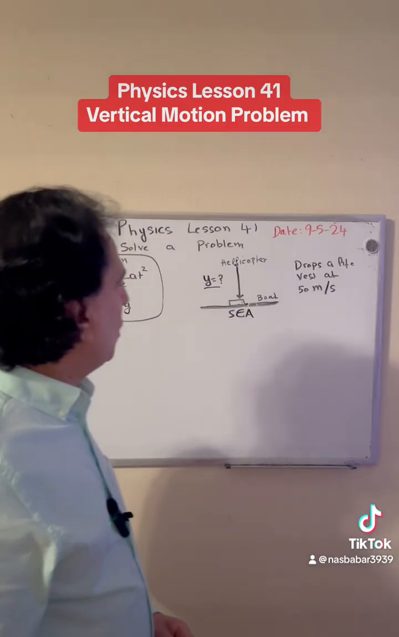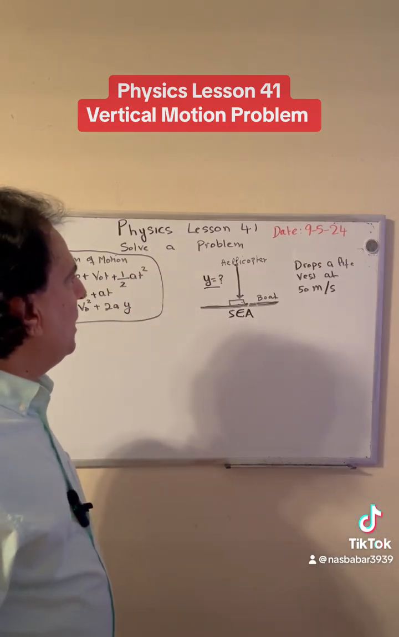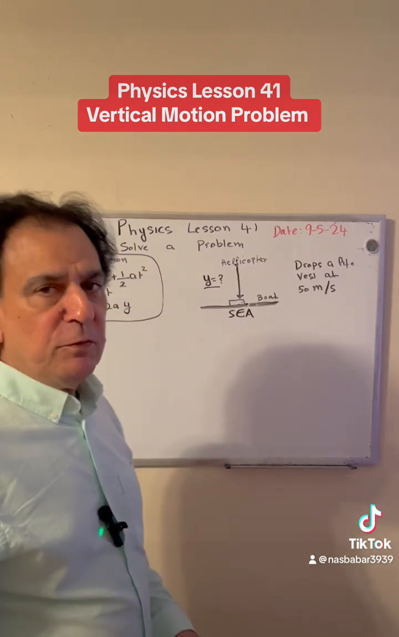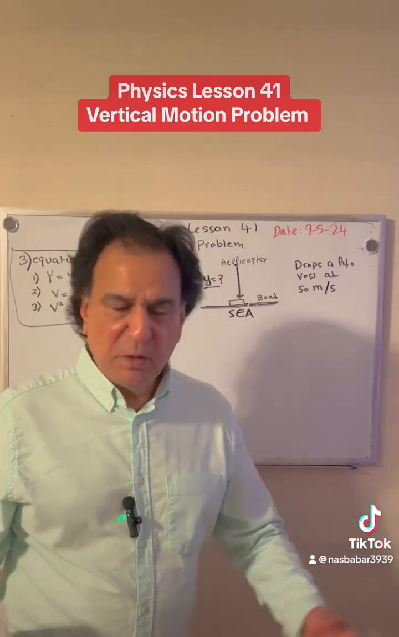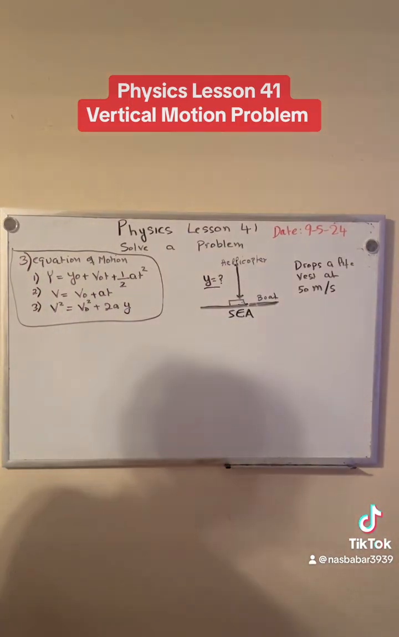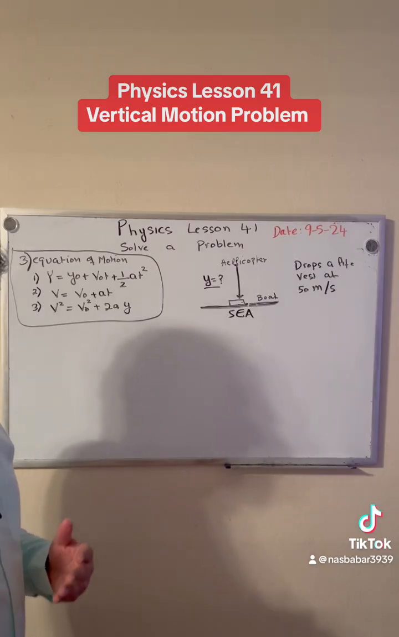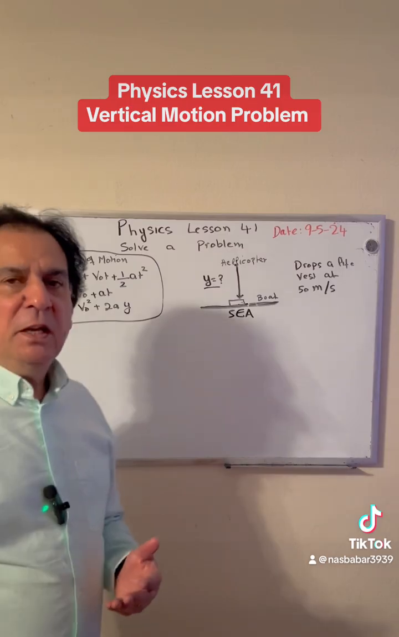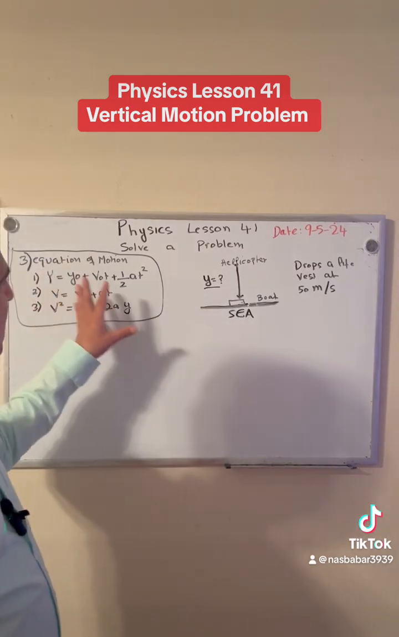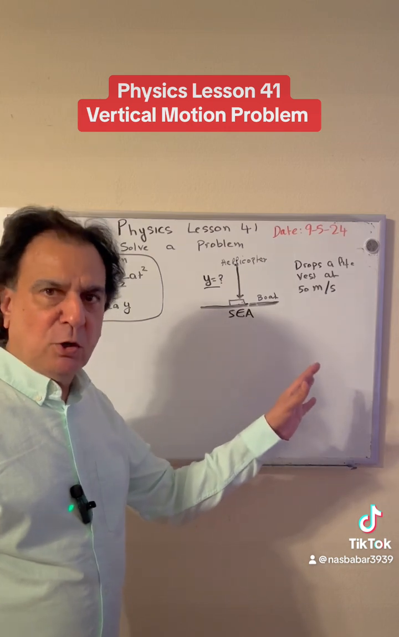Today, we're going to solve a motion problem under physics lesson number 41. Date today is September the 5th, 2024. Welcome, everyone. Before I get started, I would like you to jot down these three equations of motion, which I have shown you in the past. I also showed you how we derived them using some graphs, if you recall.